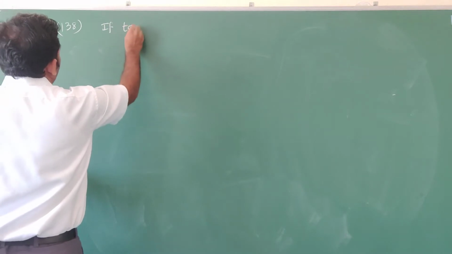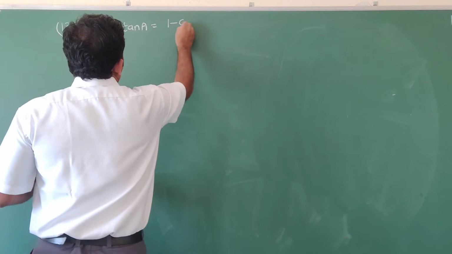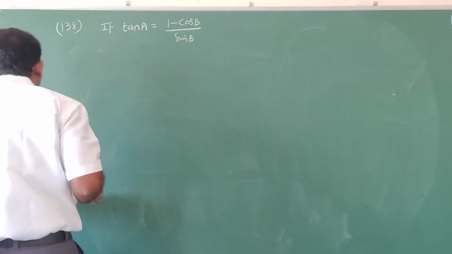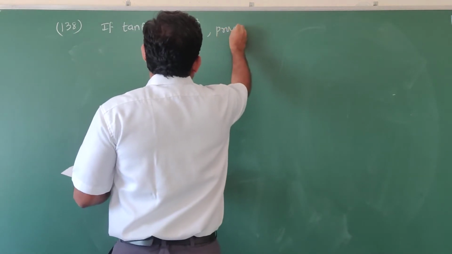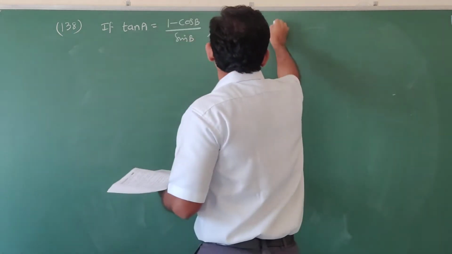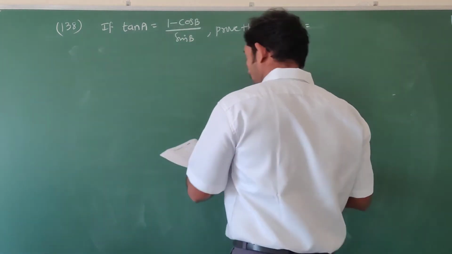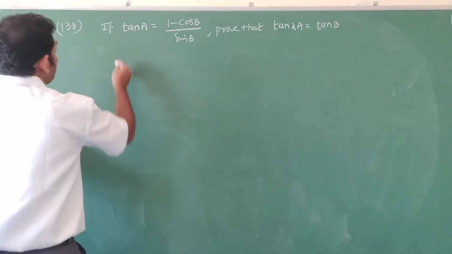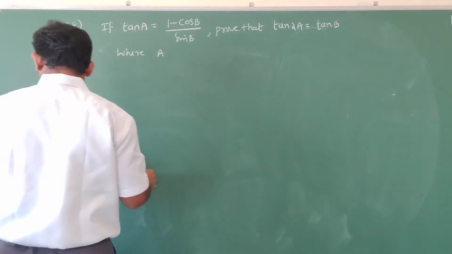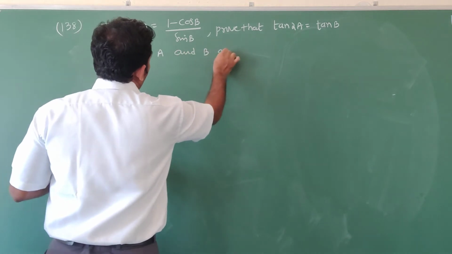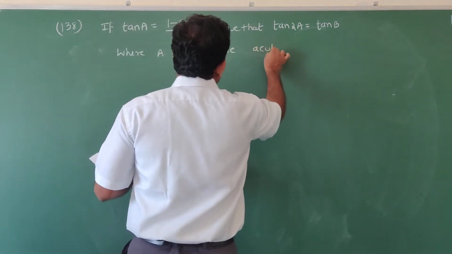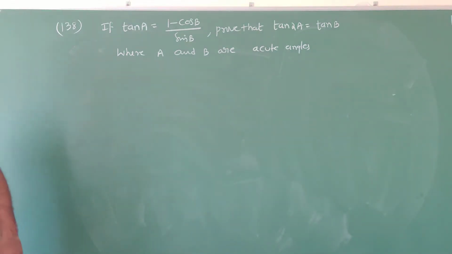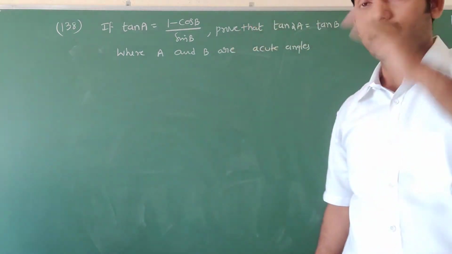If tan A is equal to (1 minus cos B) divided by sin B, prove that tan 2A is equal to tan B, where A and B are acute angles. This is also an important one.